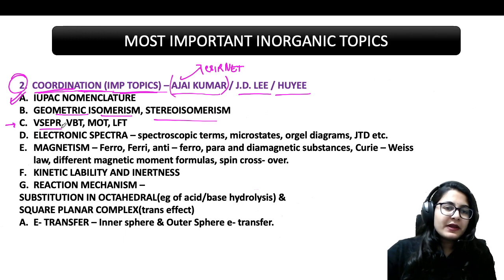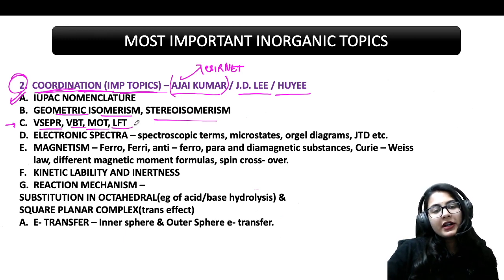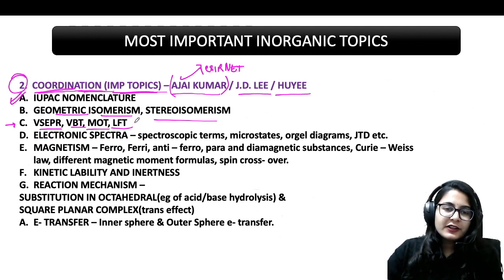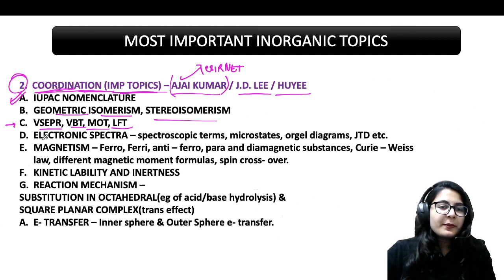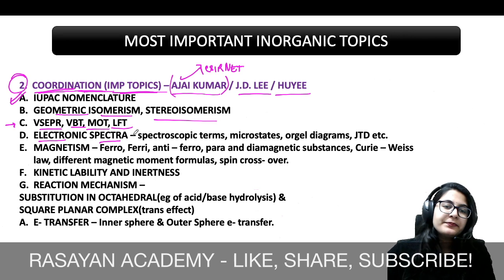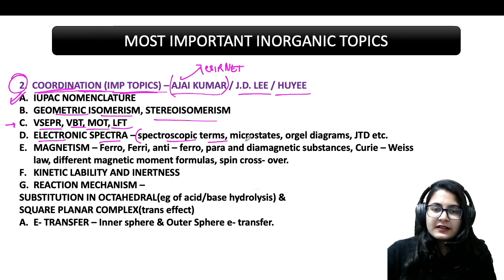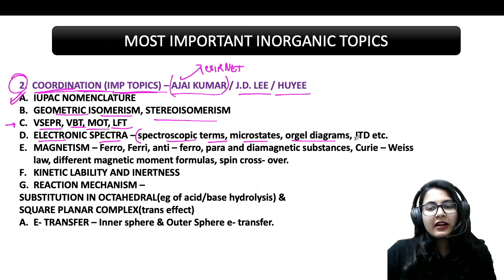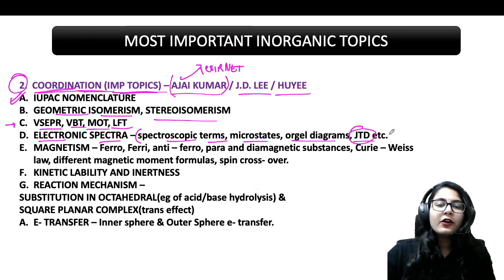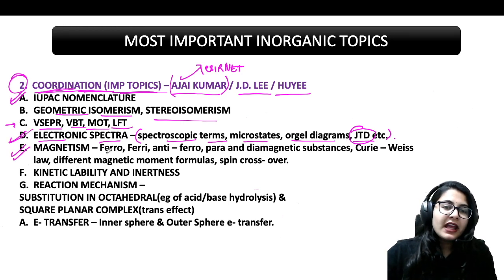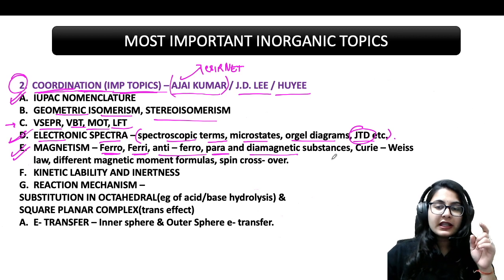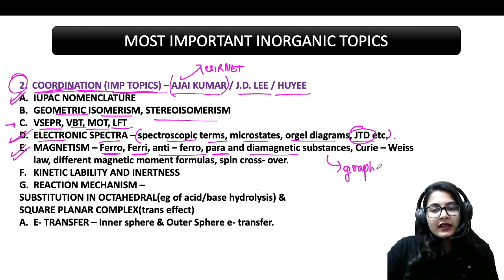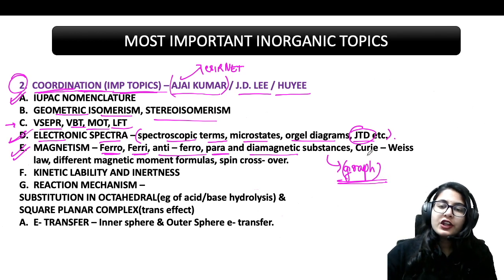Then here come VSEPR, VBT, MOT, LFT, all of these bonding theories. Okay, so जितने भी bonding theories हैं, you have to do very nicely. So revise all of these topics. Electronic spectra में क्या आता है? Spectroscopic term symbols, microstates, Orgel diagrams, Tanabe-Sugano diagrams, Jahn-Teller distortion, etc. All of these are important topics on which questions are asked. Magnetism में क्या आता है? Ferromagnetic, ferrimagnetic, antiferromagnetic, paramagnetic and diamagnetic substances, और इनके लिए जो ग्राफ आता है, all right, that is very, very important.